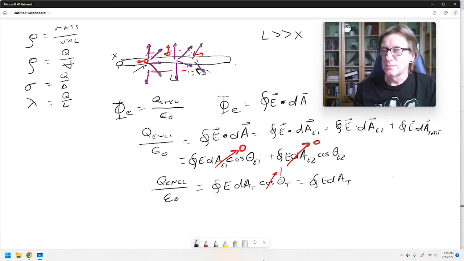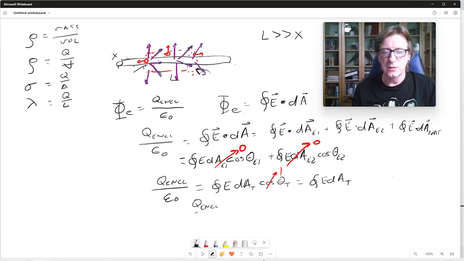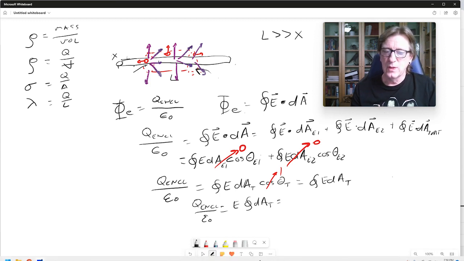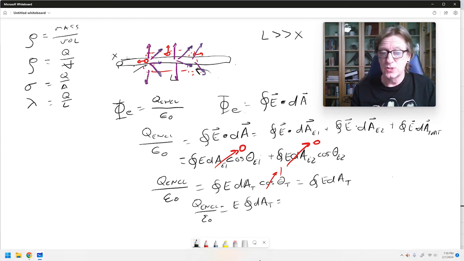Well, E is constant. We chose our Gaussian surface so that it's constant. If I can't choose my Gaussian surface to be constant, then there's no point in doing this. So you already set it up so that it's constant, and I'm almost always going to pull this out. So let's rewrite it down here. We've got Q enclosed over epsilon naught equals E times the surface integral of dA tube. Well, the surface integral of dA tube is just the area of the tube, right? Let's leave it as the total area for the tube right there. You're going to see why in just a second.